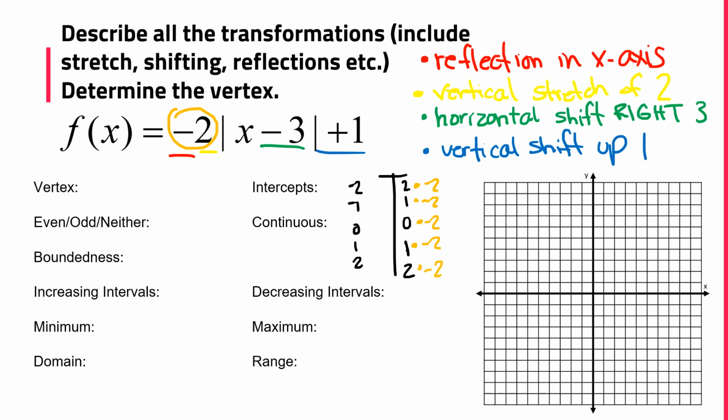Vertical stretch, it's on the outside, so it applies to the y's. Inside, I've got x's, and so I'm going to add 3, since it's always the opposite value inside. And lastly, we're going to add 1. Now, the order does matter. If you add and then multiply, that's different, right? So just read the function left to right.